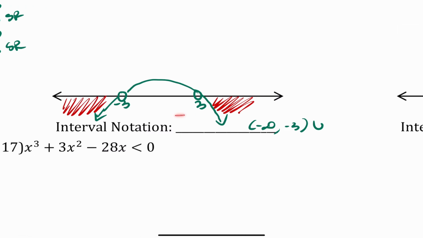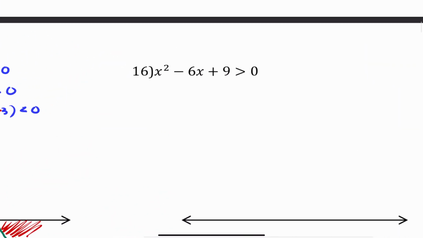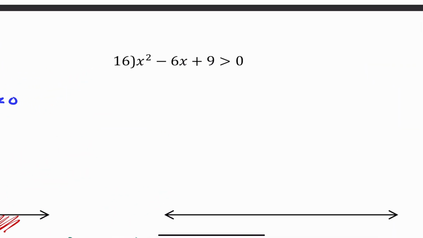Union, right? There's a blank space here, so you're going to write union. And then what's going on over here? So from 3 to +infinity, just like that. Okay, let's take a look at this thing right here.